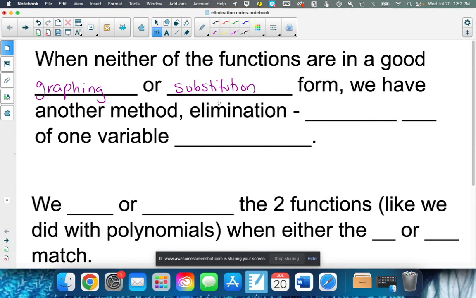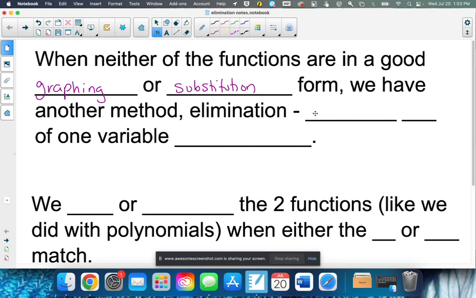Basically, meaning for substitution, you don't have at least one equation that is solved for a variable, right? And the graphing is not going to be very nice, as you're going to have a lot of fractions or decimals when you are going through and solving. So it's not a good graphing method and it's not a good substitution method. So we have another method called elimination.